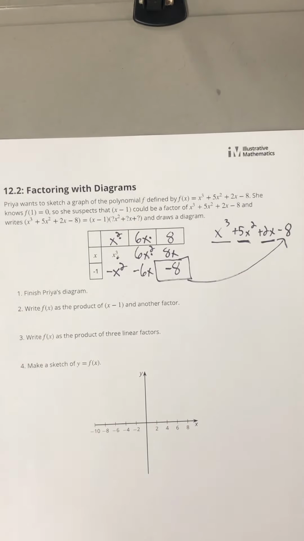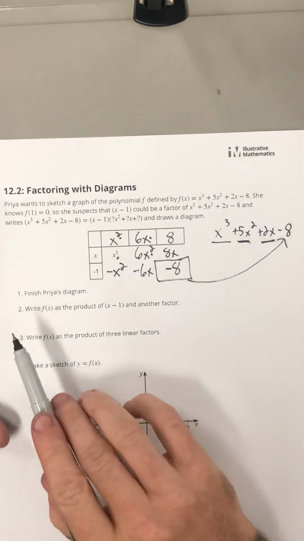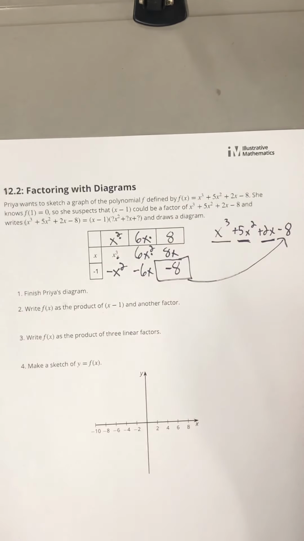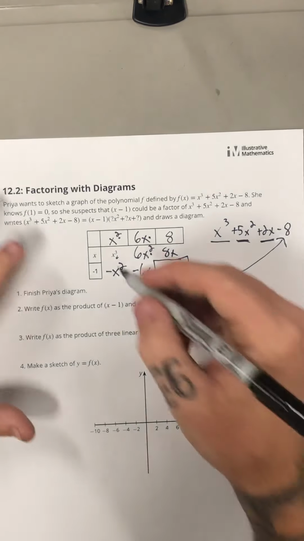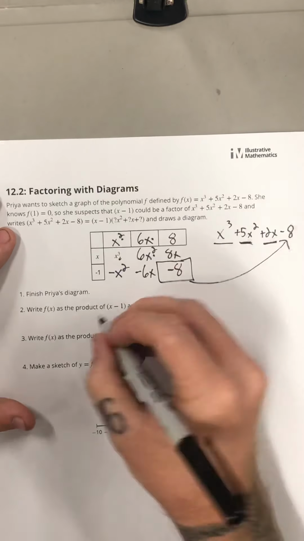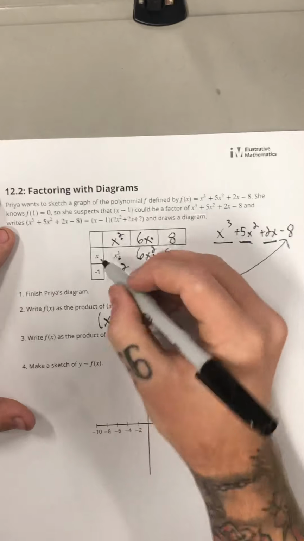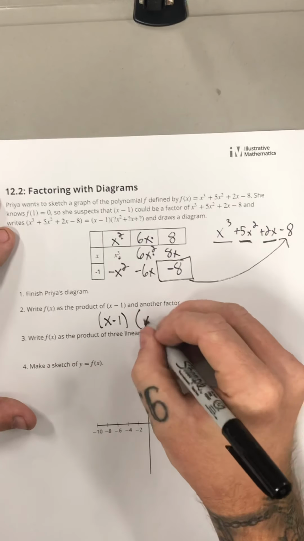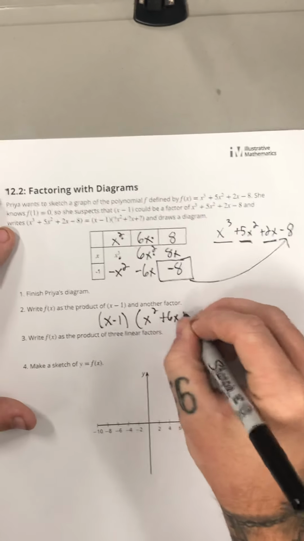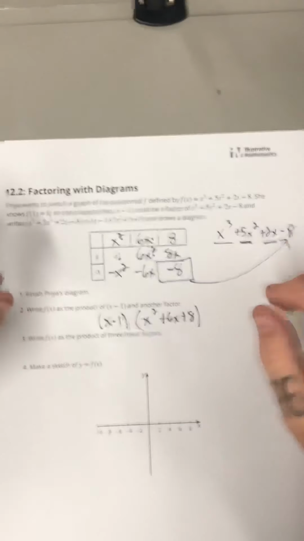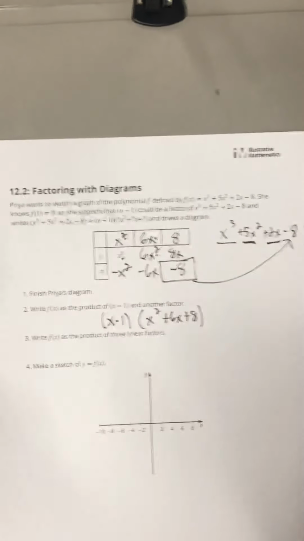All right, if you're confused, there's going to be more examples, okay? So don't completely panic yet. So number 2 says, write f of x as the product of x minus 1 and another factor. So what that means is we're just going to write this and this in parentheses, okay? We have x minus 1, because that's right here, times x squared plus 6x plus 8. So we're just taking what our two outside terms were and we're multiplying them.